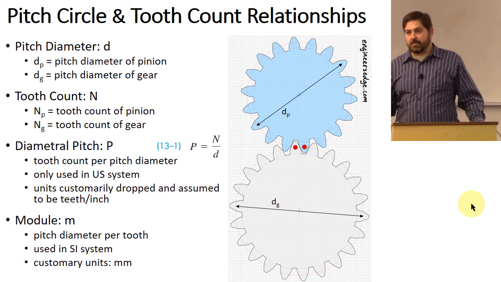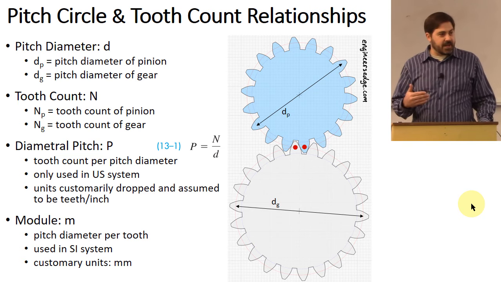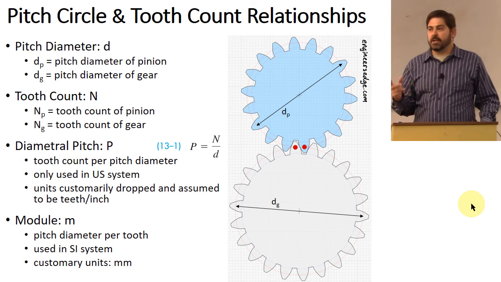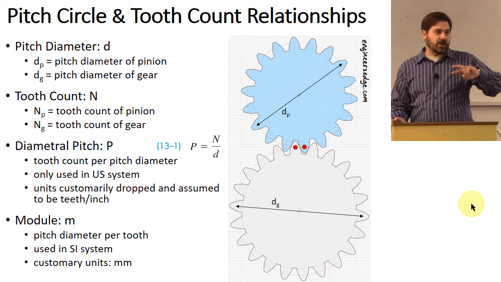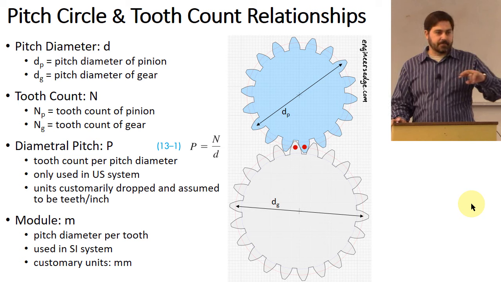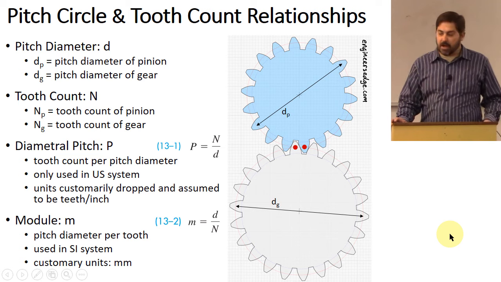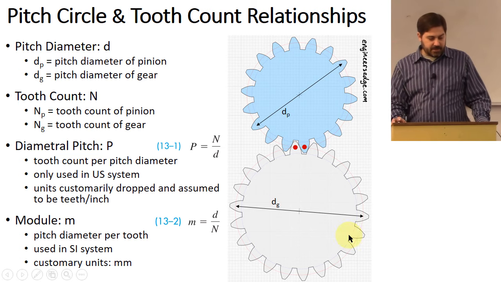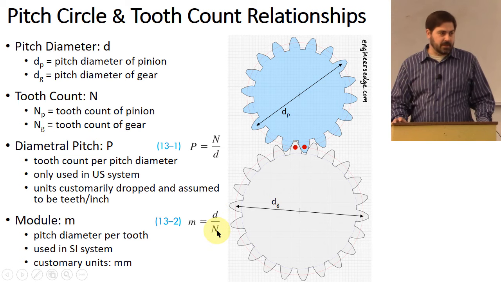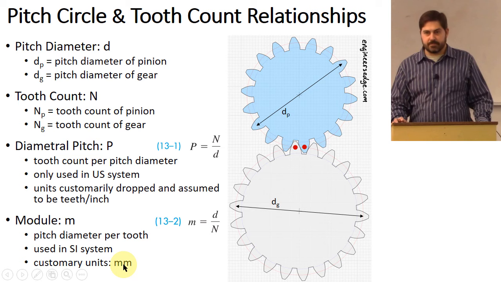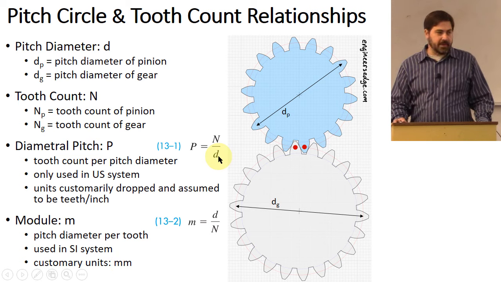In the SI system, because we always have to be different, instead of talking about diametral pitch, they more often talk about something called module. Module is basically how many millimeters per tooth, so it's really the reciprocal of the diametral pitch in the US system. It's defined here that the module, with lowercase m, is the diameter of the pitch circle divided by the number of teeth. The units in that case will be things like millimeters, whereas up here, officially the units would be 1/inches.